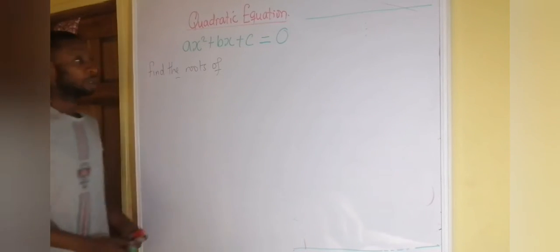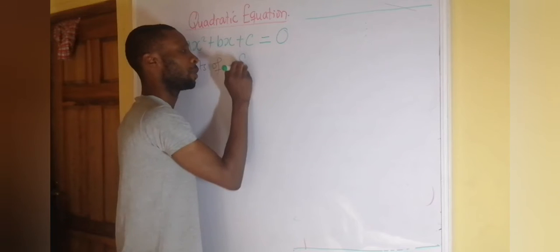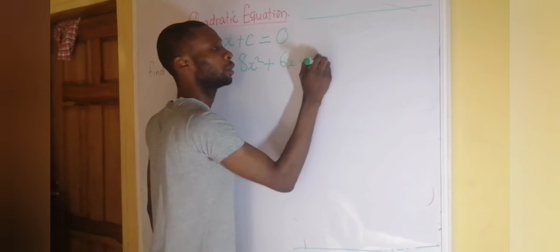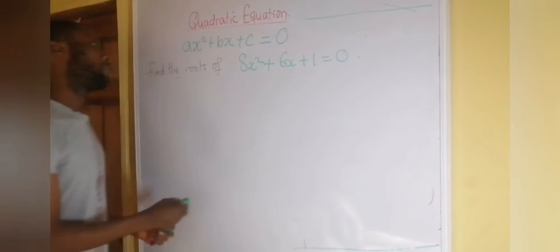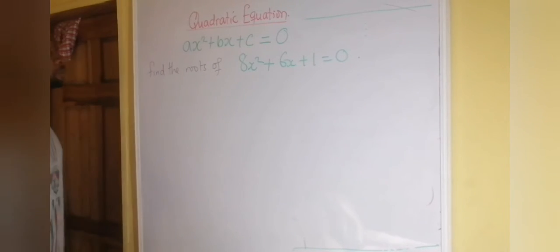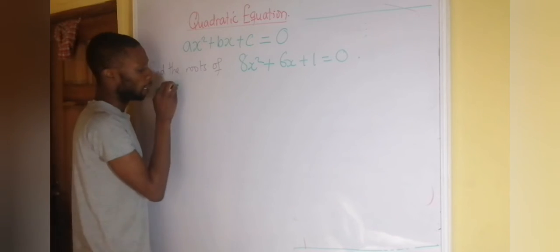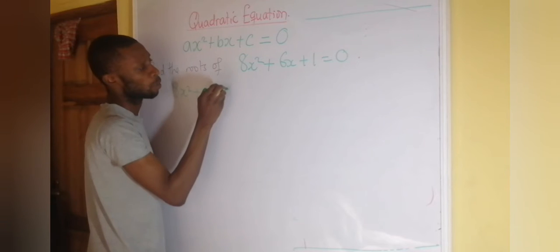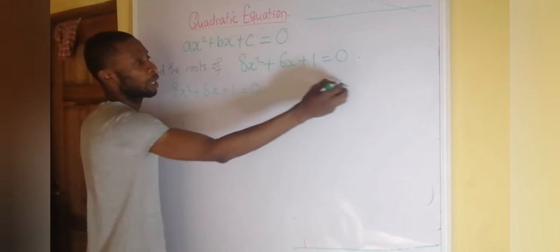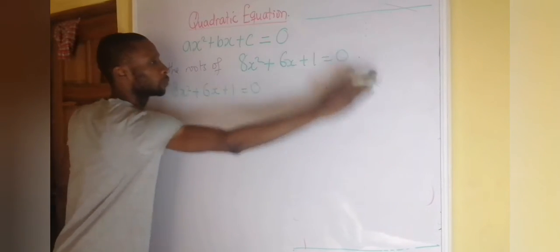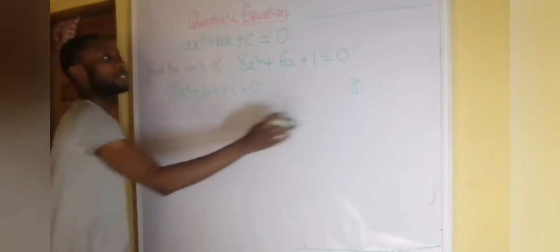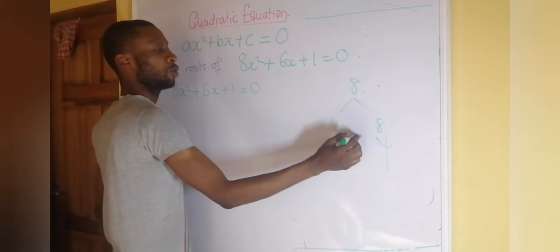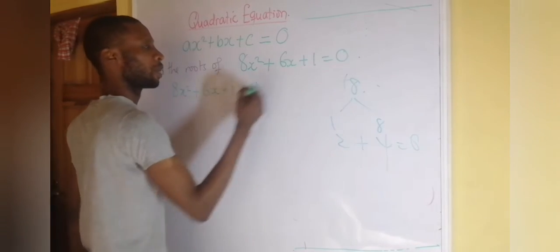Okay, so what if it is 8x squared plus 6x plus 1 equals 0? We will do the same thing. So we have 8x squared plus 6x plus 1 equals 0. 8 times 1 is 8. Look for two factors: 1 times 8, 2 times 4. 2 plus 4 is 6, because we're using addition.